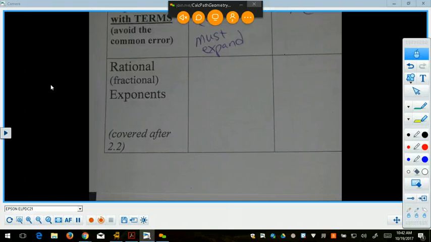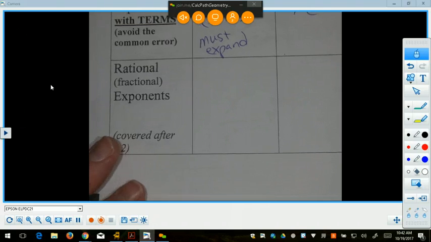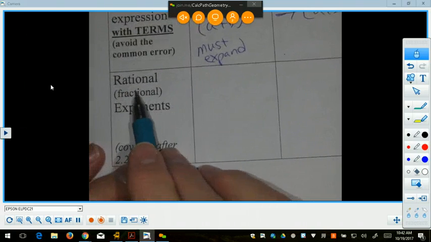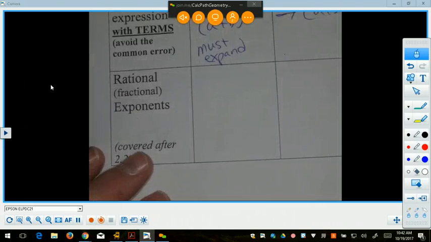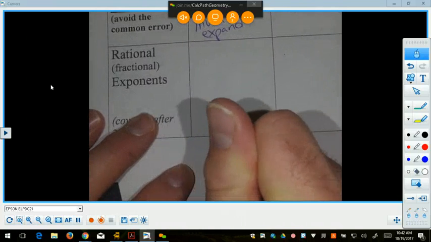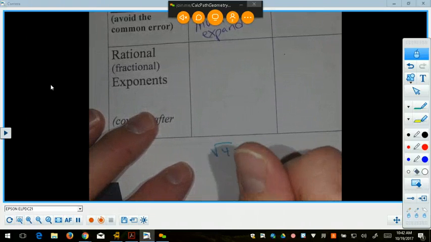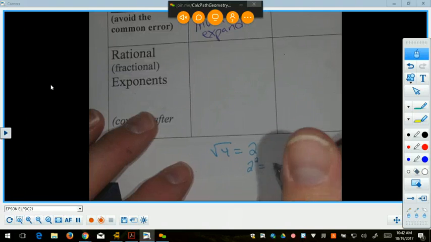Notes for, this is actually for square roots, okay? But I'm going to look at our last rule of rules of exponents first. Now before I do this, you all know the square root of 4, right? What is the square root of 4? Why is it that? Because 2 squared is 4.